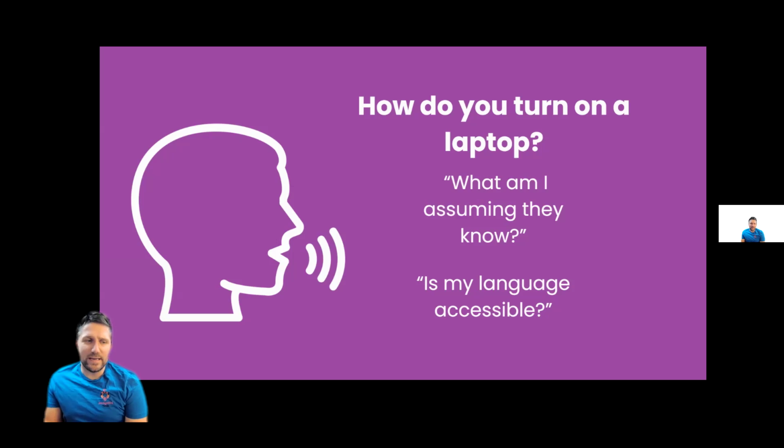The classic one for this, how do you turn on a laptop, is people say, press the on button. Press the on button. That's an absolute stone cold classic. Do they know what the on button actually is? If you've got a laptop in front of you at the moment, actually look on your keyboard. Where actually is the on button? Does it say on it? Because mine doesn't. So have I made an assumption about what they know?